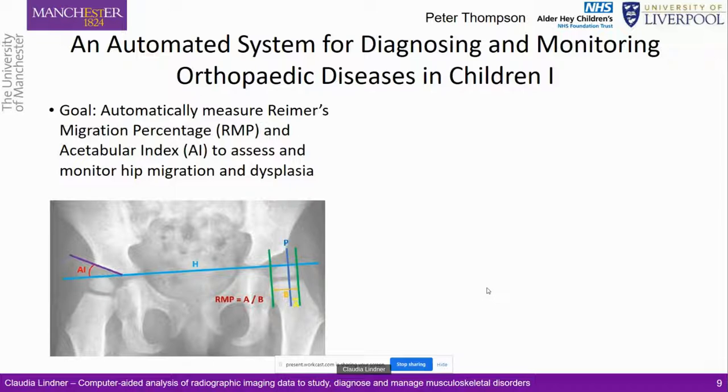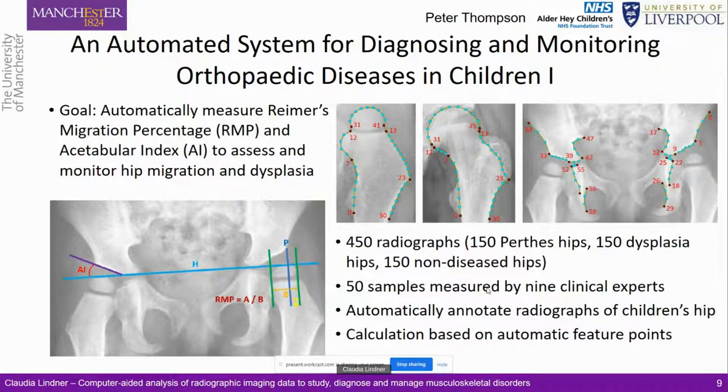And in this particular study, we were interested in automatically measuring Reimer's migration percentage and acetabular index, as shown in the image on the left. And again, we've developed a relevant bone finder model, as you can see on the images on the right, which are capturing parts of the pelvis as well as the proximal femur across different ages of development. And so we had a total of 450 radiographs in this study, and for a subset of 50 of these images, we also had measured the acetabular index and Reimer's migration percentages by 9 clinical experts.